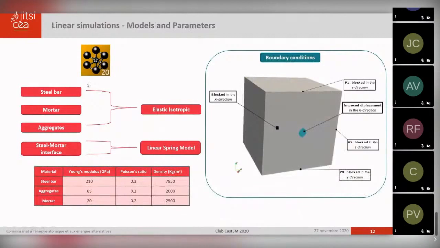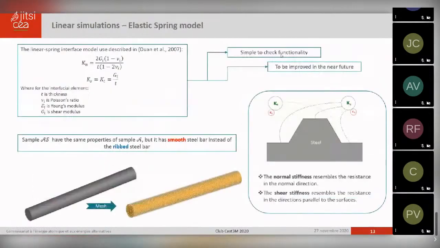After that, linear simulations were performed using Cast3M. Steel bar, mortar and aggregates were all assigned elastic behavior, and the steel mortar interface a linear spring model. The boundary conditions were the same as the pull-out tests, imposing a displacement at one of the surfaces of the steel bar, blocking the surrounding mortar in the direction of the pulling force, and 3 points were blocked in the 2 other directions in order to prevent any indeterminacies in the Cast3M calculation.